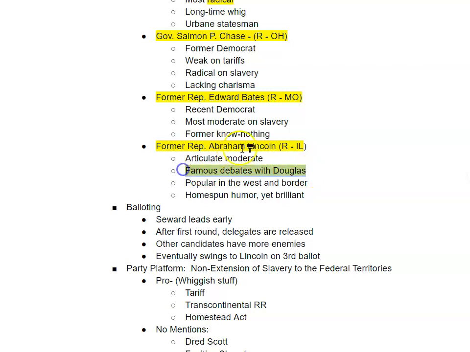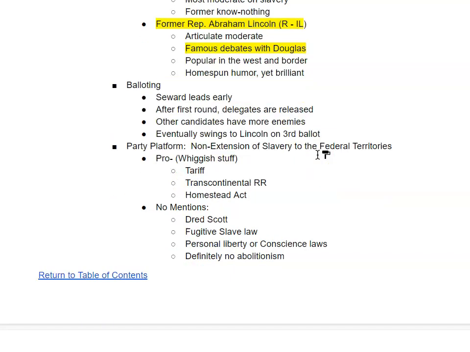He had been known as an articulate man by anyone who had met him, but also from his famous debates against Stephen Douglas, which were republished in many newspapers. And so he gained a name for himself with how clever and articulate and well-spoken he was. He was very popular as a Westerner, very popular as a border man, because again, back then, Illinois is much closer to the West. He was very famous for telling stories with this homespun type of humor, and yet he also had a very clear mind and was quite sharp and regarded as brilliant by those who heard him.